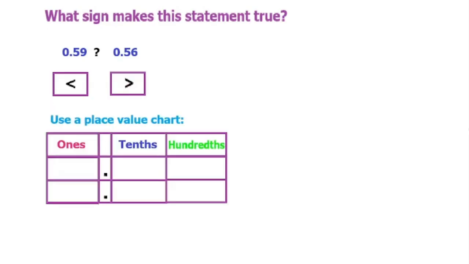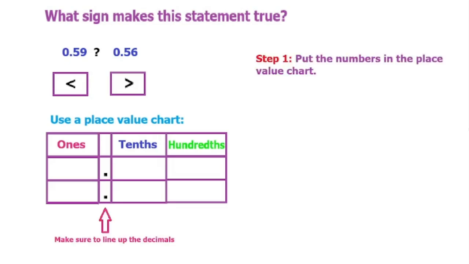So first step is to use a place value chart. So we have the ones, then the decimal spot, the tenths, and then the hundredths. Make sure to line up the decimals. Okay, that's very important. So step 1, put the numbers in the place value chart. So let's do that.